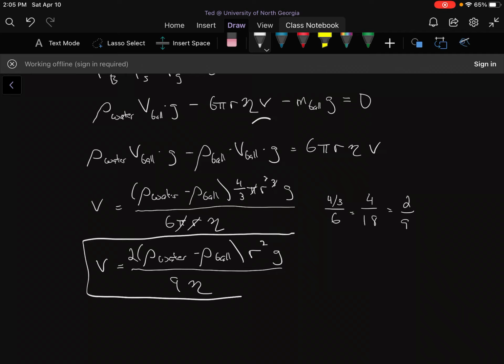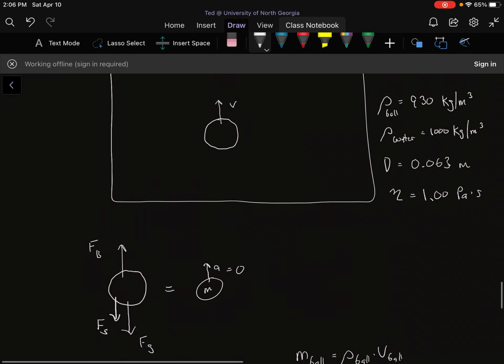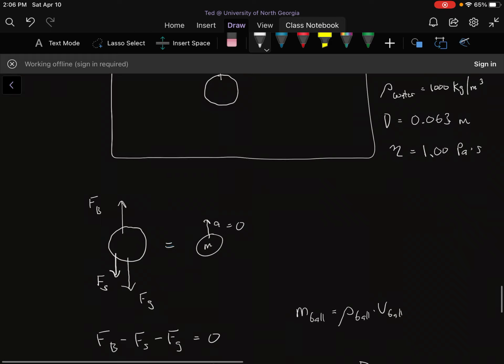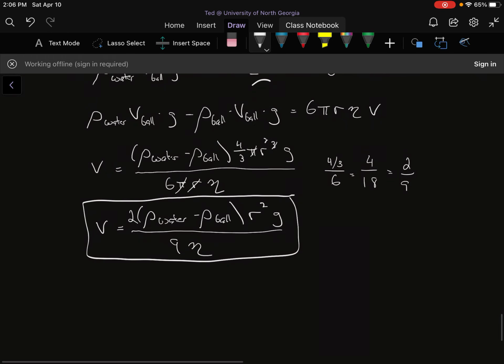So that formula is not just for anything, that's specifically for this ball traveling through water. So we had a buoyant force, we had a drag force, we had a gravity force. Okay, but this gives us our velocity. And so let's see what we get.